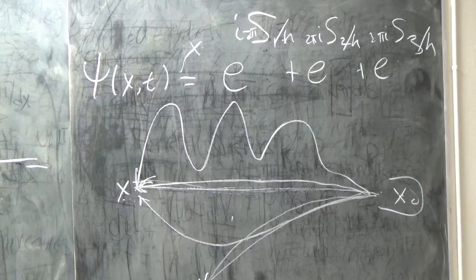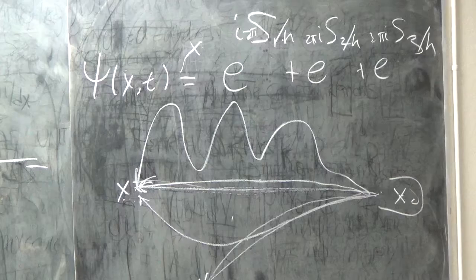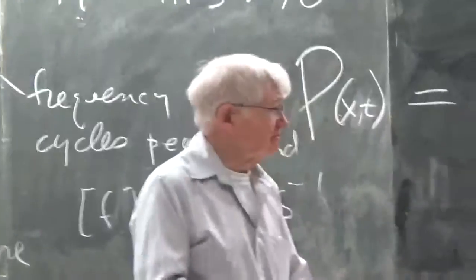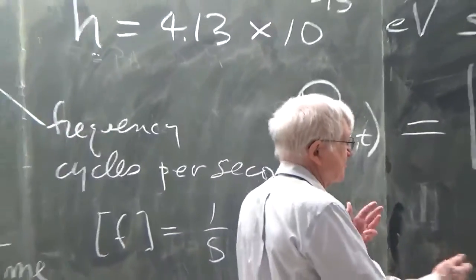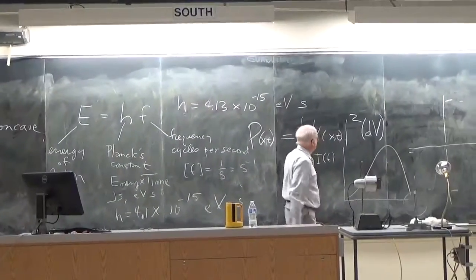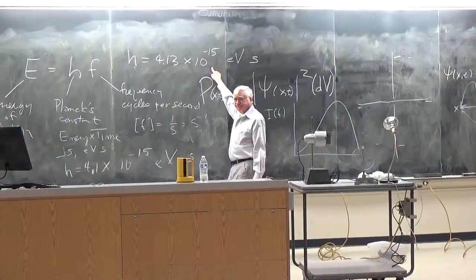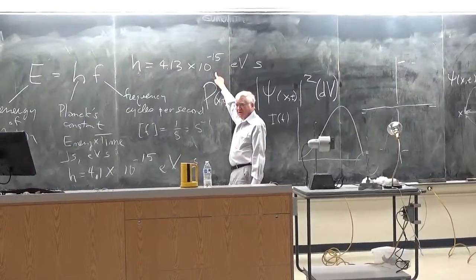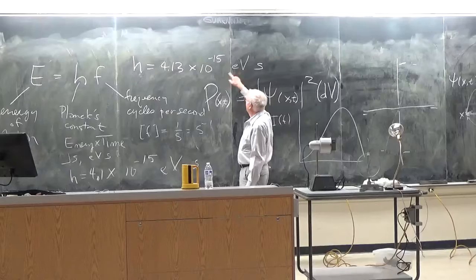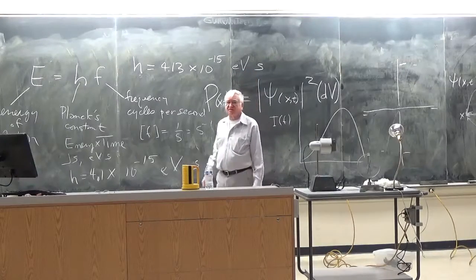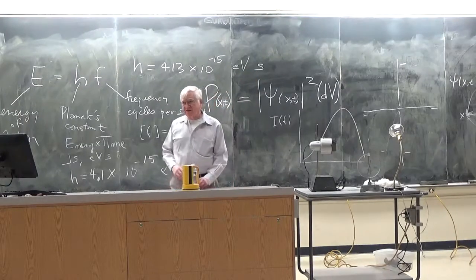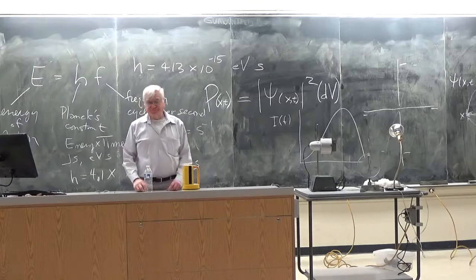So classical physics happens automatically when the energy times the duration of the process is big compared to Planck's constant. And Planck's constant, you see, is very small. 10 to the minus 15 times 4 times an electron volt second. So that's really small.